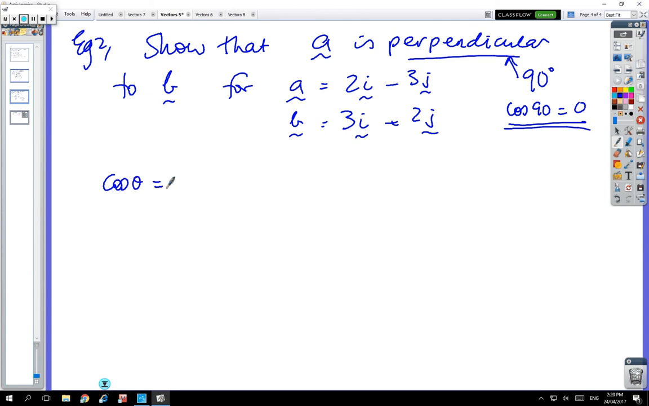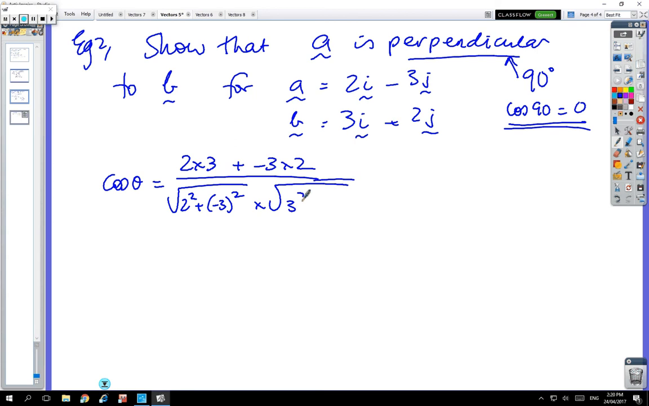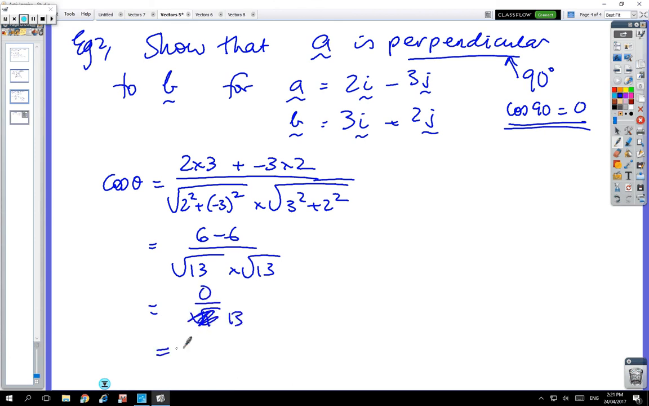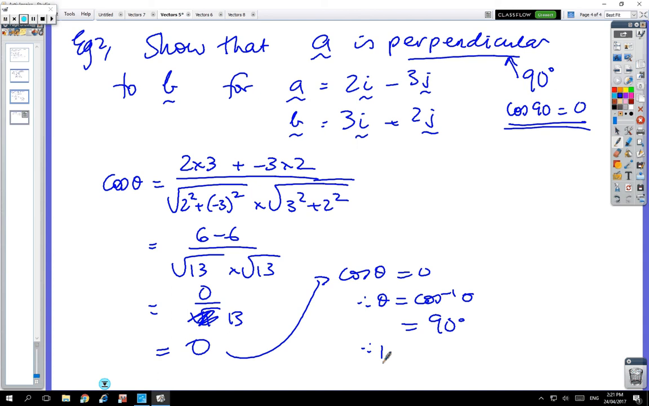Okay, so cos theta equals 2 times 3 plus minus 3 times 2, over the square root of 2 squared plus minus 3 squared times the square root of 3 squared plus 2 squared. On the top we've got 6 minus 6. It doesn't matter what's on the bottom: square root of 13 times square root of 13. We get 0 over 13, which is 0. So cos theta equals 0. Theta equals cos minus 1 of 0, which is 90 degrees. Therefore, they're perpendicular.